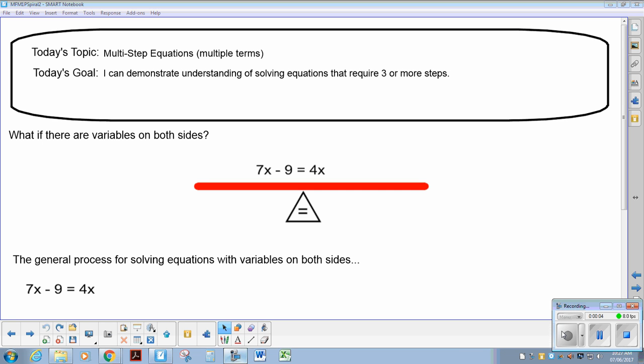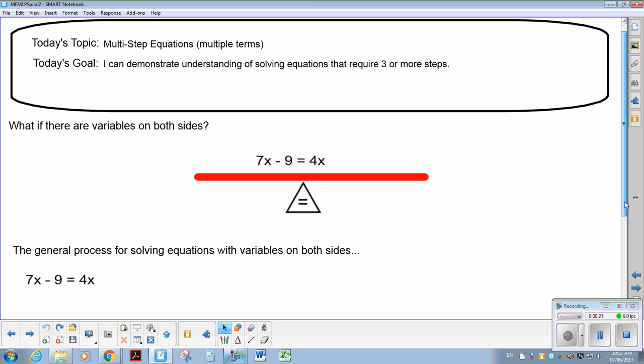This is the first lesson from Spiral number 2, and today we're talking about multi-step equations. So we are reviewing our algebra skills that we started with in Spiral 1, and now we're moving forward to the next stage. So your goal is that you can demonstrate how to solve equations that require 3 or more steps.